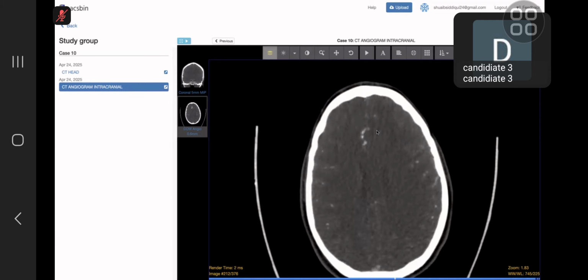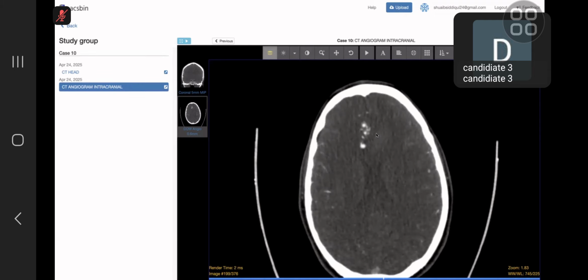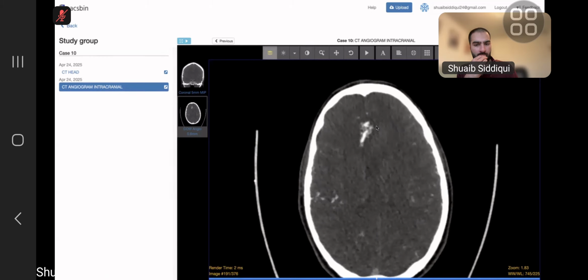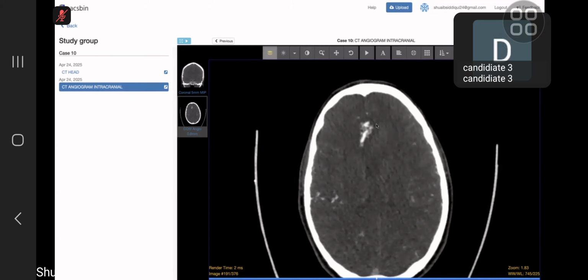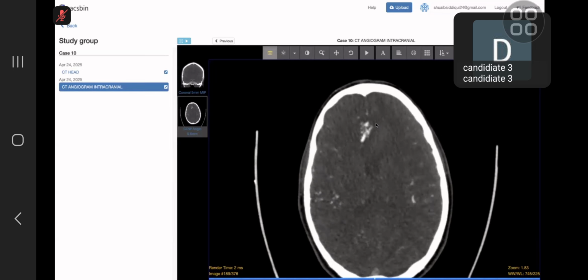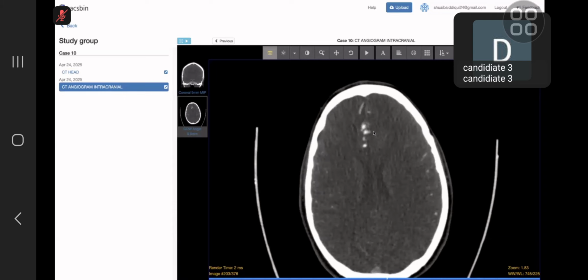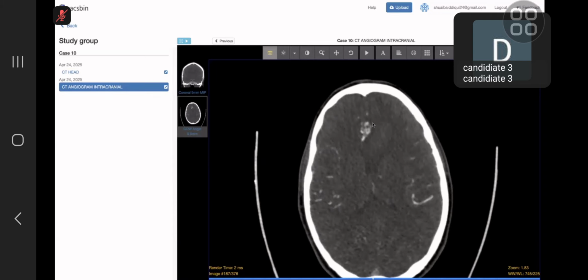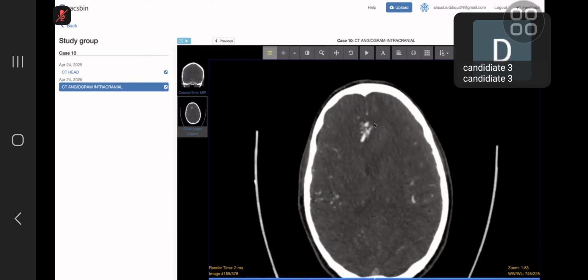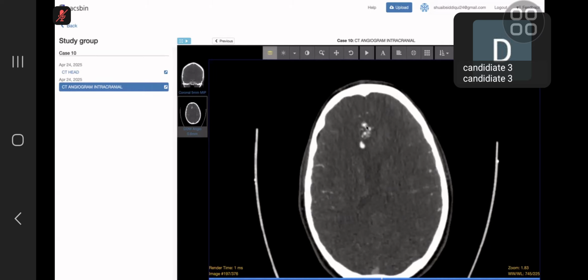here is the area of the abnormality. It is at the area of the anterior communicating artery. I can see that there is abnormal hyperdensity surrounding the anterior cerebral artery and, I think, the anterior communicating artery. I couldn't see exactly an aneurysm, but I can see that there is hyperdensity surrounding the vessel.